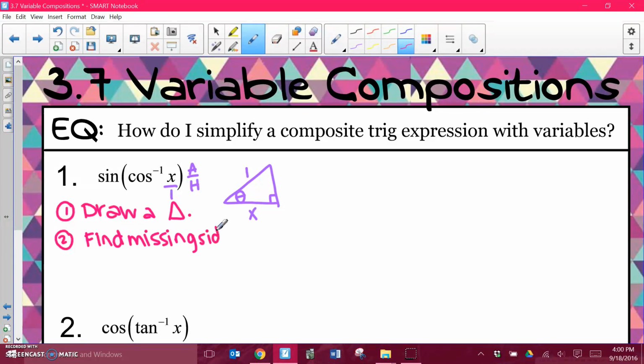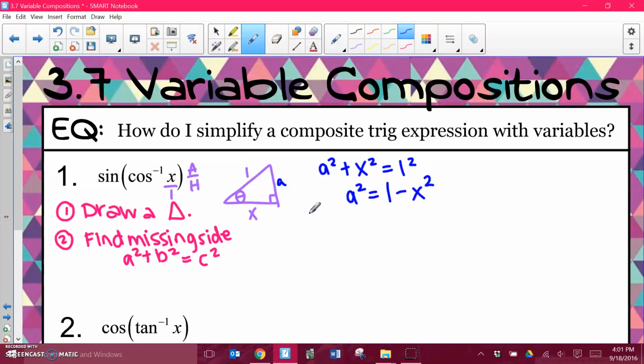So to find my missing side length, this is just going to be the Pythagorean theorem again. A squared plus b squared is equal to c squared. So I would have this one, I'll just call this a. So I'd have a squared plus x squared is equal to 1 squared. The biggest thing here is, remember, I'm trying to solve this for a, not for x. I'm going to leave x in my answer. So I'm going to subtract x squared from both sides. So a squared is 1 minus x squared. Then I'm going to take the square root of both sides.